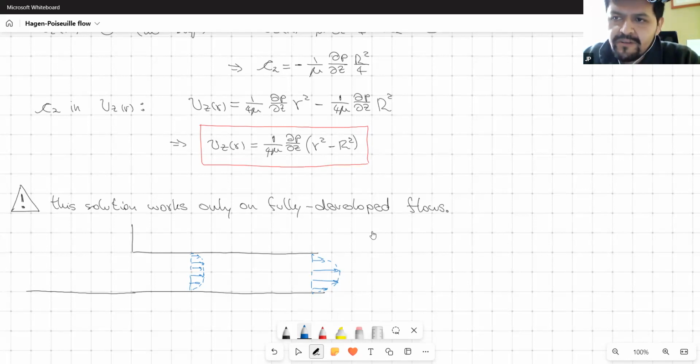Once you have the solution, it's very easy now to calculate the volumetric flow rate and all the different features of the fluid, which are typically given in textbooks.